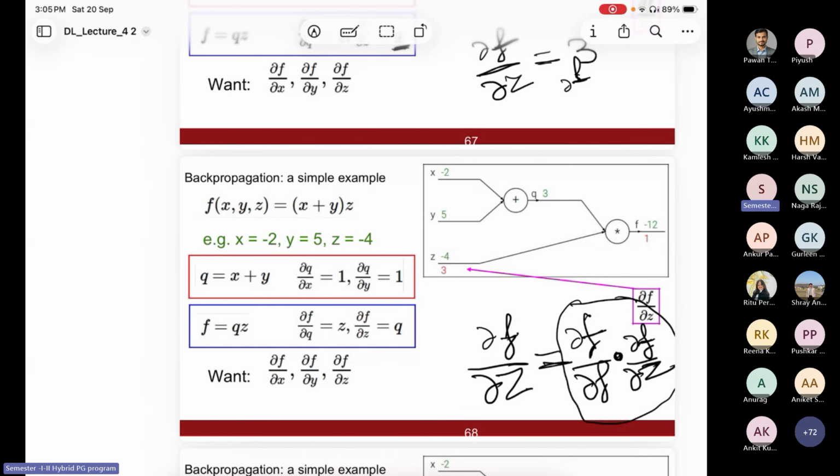But why am I writing this? Because I'm also trying to include the base condition. Del f by del f is the base condition. I know that this will give you 1, but still I'm writing it here. If I'm asking del f by del z, you first write del f by del f, then dot del f by del z. So you know the answer of del f by del f, that is 1, and del f by del z is q, that is 3. So 1 into 3 will give you 3.